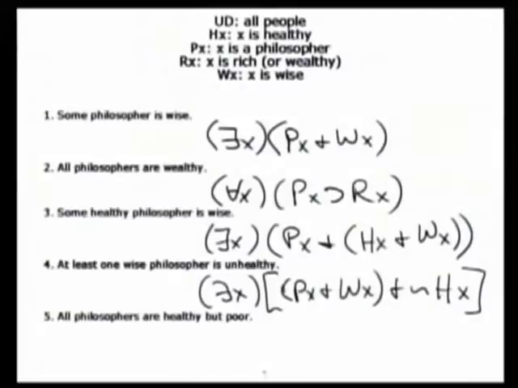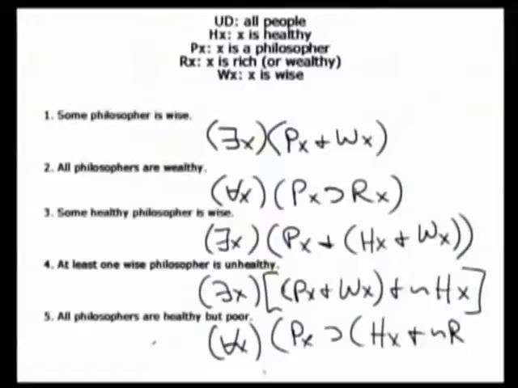Okay, number 5, Kevin. For all x, PX implies HX and not RX. So, if anybody's a philosopher, then they're healthy and they're not rich. They're poor. Any questions about that one? Okay, let's just run through a few more and then we'll be done.